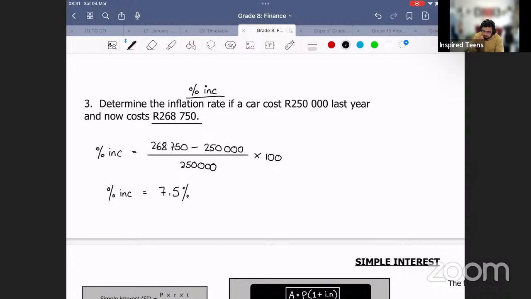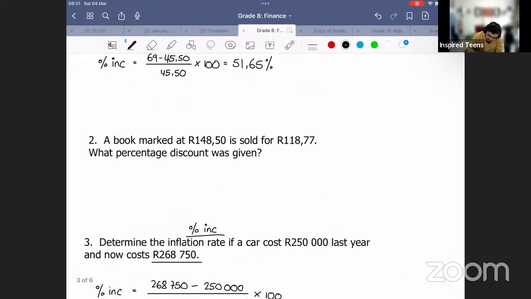Okay, I'll do the second example because it's an example of percentage decrease. So it says a book marked 148 rand 50 is sold for 118 rand 77. What percentage discount was given? So here they want us to calculate the percentage discount. Okay, so percentage of the discount is definitely going to be a percentage decrease. Okay, that's important to note.